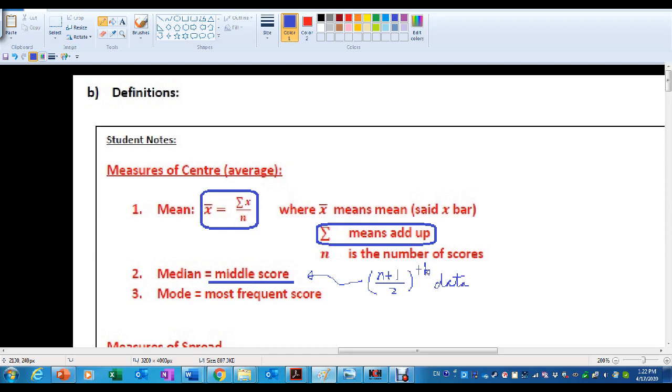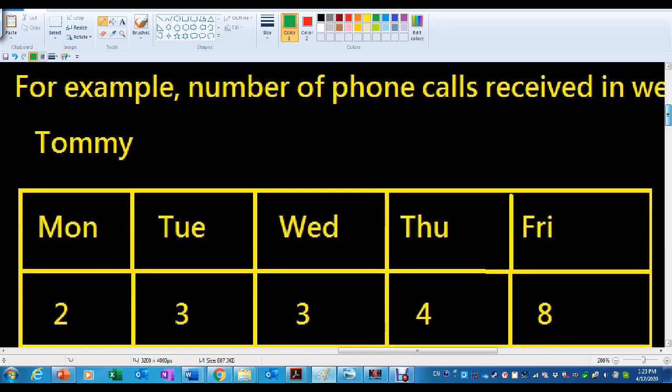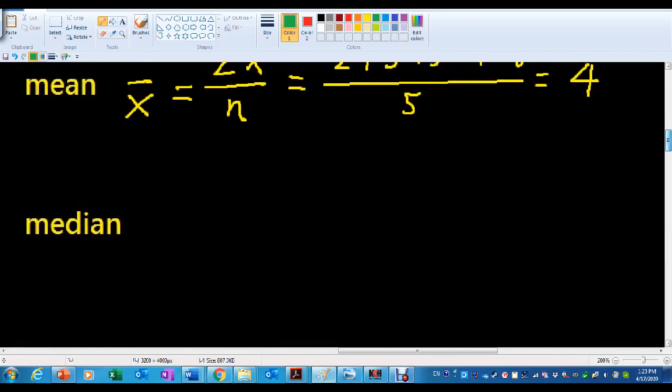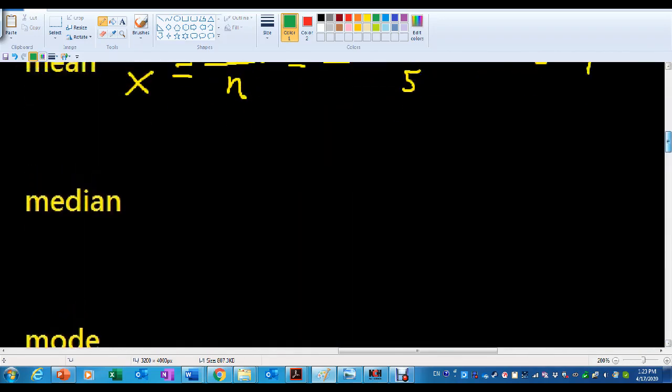And that means the position of the data. So that's not the data itself. That doesn't mean the data is n plus 1 over 2. That just tells you the position of the data. That tells you the location of the data, right? So which data it is: the n plus 1 divided by 2 data, right? Okay, so alright, for median, you are going to find the middle data.